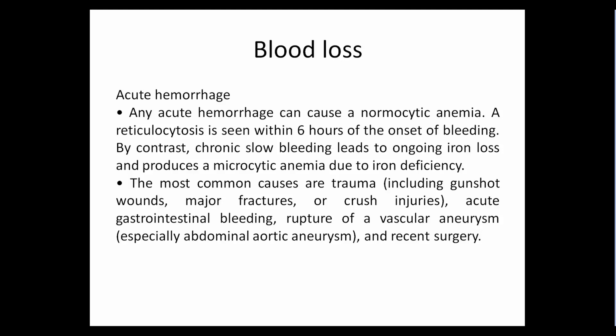Acute hemorrhage. Any acute hemorrhage can cause a normocytic anemia. Reticulocytosis is seen within 6 hours of the onset of bleeding. By contrast, chronic slow bleeding leads to ongoing iron loss and produces a microcytic anemia due to iron deficiency. The most common causes are trauma, including gunshot wounds, major fractures, or crush injuries, acute gastrointestinal bleeding, rupture of a vascular aneurysm, especially abdominal aortic aneurysm, and recent surgery.